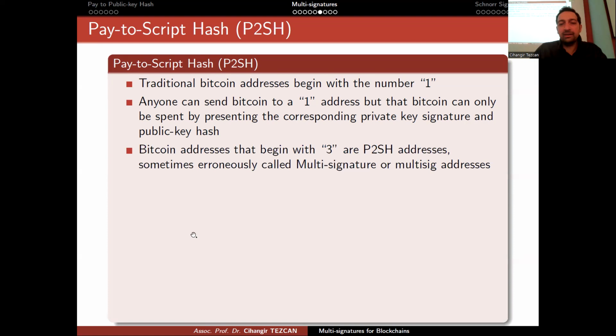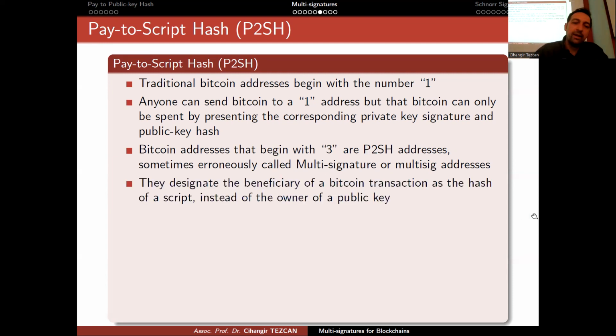Bitcoin addresses that begin with 3 are pay-to-script hash addresses, but sometimes erroneously called multi-signature or multi-sig addresses. This is because not every pay-to-script hash address is a multi-signature, okay? But most of the time we use it for that purpose. They designate the beneficiary of a Bitcoin transaction as the hash of a script instead of the owner of a public key. So instead of providing a wallet address, which actually corresponds to a public key, you are actually giving a base 58 encoding of a hash of a script.